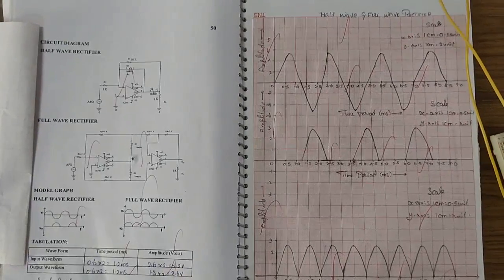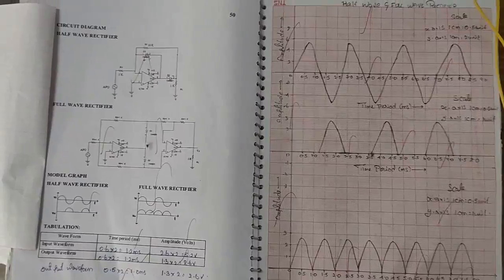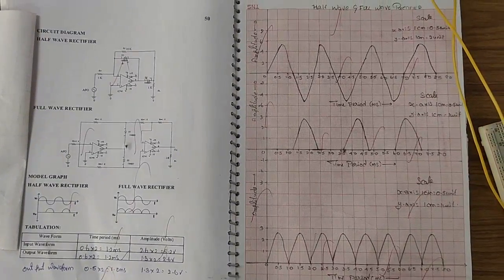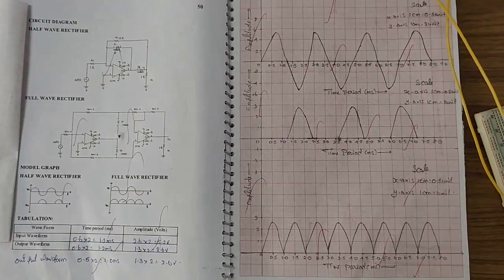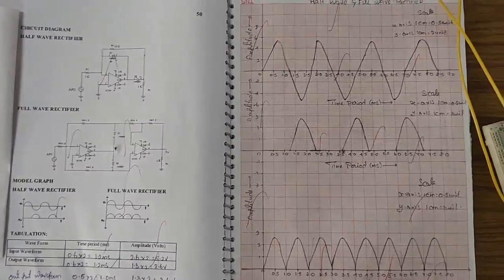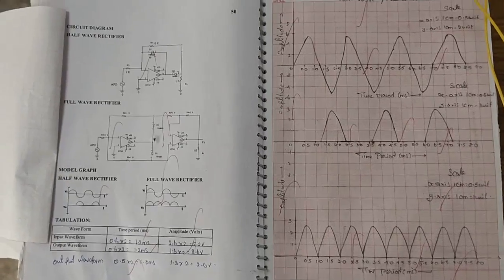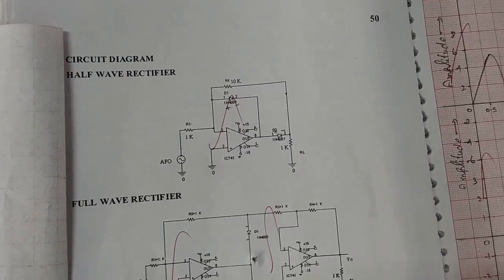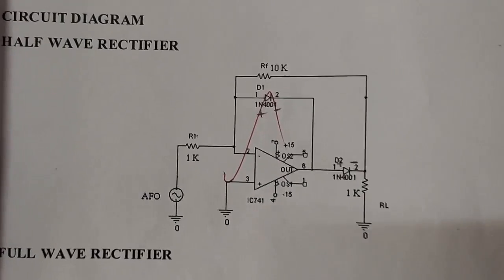This experiment is about the half wave rectifiers and full wave rectifiers using op-amp. In your first year you discussed the construction of half wave and full wave rectifiers using diodes. Now the same circuit we are going to implement with the help of op-amps. First we will discuss the half wave rectifier. In the next video we will discuss the full wave rectifiers.